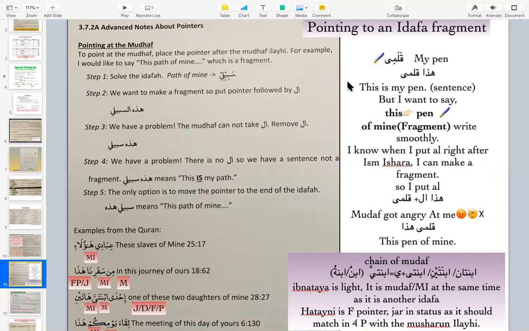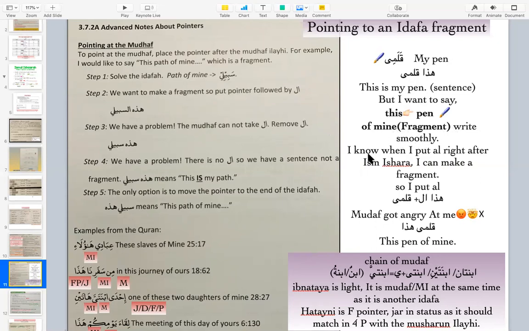Why? Because our idafa fragment, our mudaf, cannot have al, right? So look at the example over here. Kalami, my pen, this is my idafa fragment. I'm making a sentence first. So I put haza over here and I say haza kalami, this is my pen. But now I wanna say this pen of mine is very dear to me, it writes smoothly. I wanna say something about my pen. So I want to point to my pen.